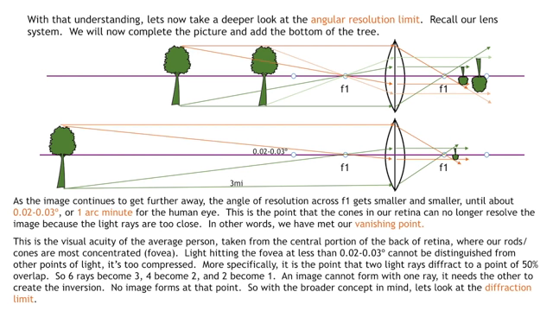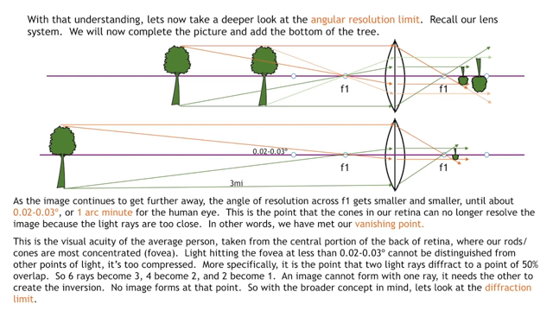Light hitting the fovea at less than 0.02 to 0.03 degrees cannot be distinguished from other points of light, and it is too compressed. More specifically, it is the point that two light rays diffract to a point of 50% overlap, which we will get into. So 6 rays become 3, 4 rays become 2, and 2 become 1, and so forth. And an image cannot form with one ray. It needs the other to create the inversion at the convergence point, so no image forms at that point.